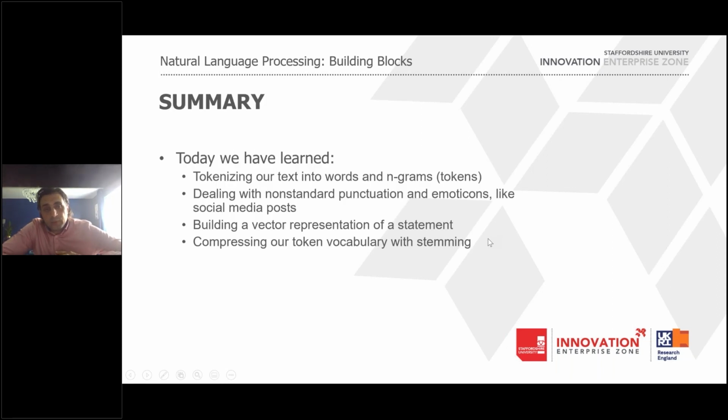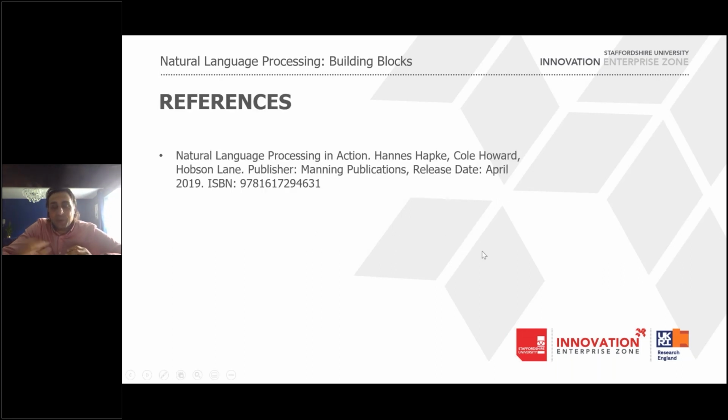So in summary, today we have learned about machine learning, and one of the main applications of machine learning nowadays is natural language processing, and the building blocks for natural language processing, including tokenizers, which is segmenting our text into tokens, separating them into words and n-grams, dealing with non-standard punctuation and emoticons like social media posts, for example, building a vector representation of a statement using the one-hot vector and the bag of words, and compressing our token vocabulary with stemming.